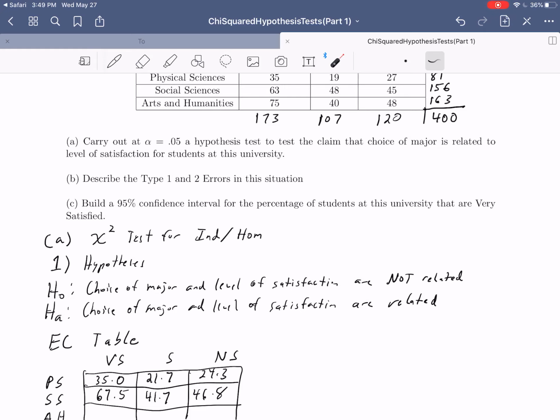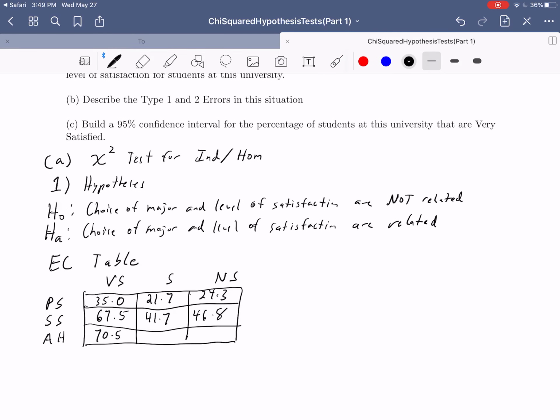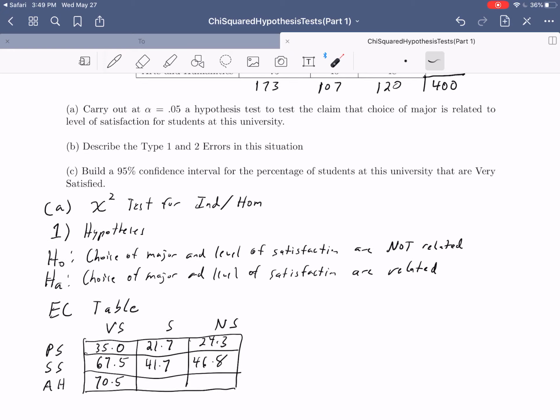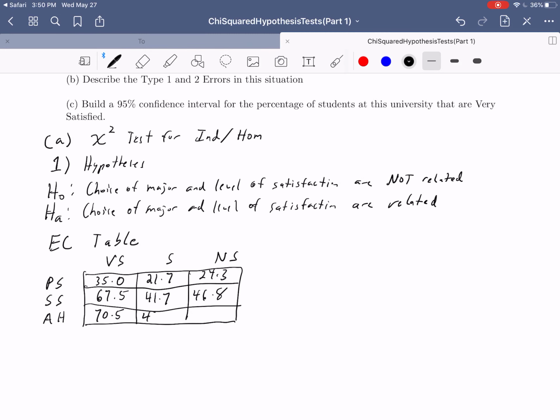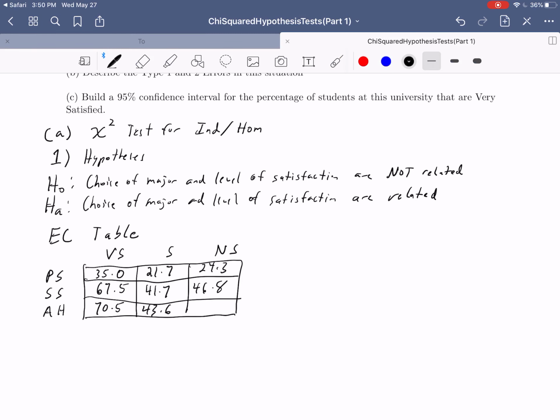For our last row, for this guy here, we'll be taking 163 times 173 divided by 400. You should get 70.5. Then for this position here, we'll take 163 times 107 divided by 400. You should get 43.6. And then finally, for the very last one here, we'll take 163 times 120 divided by 400. And looks like we should get 48.9.